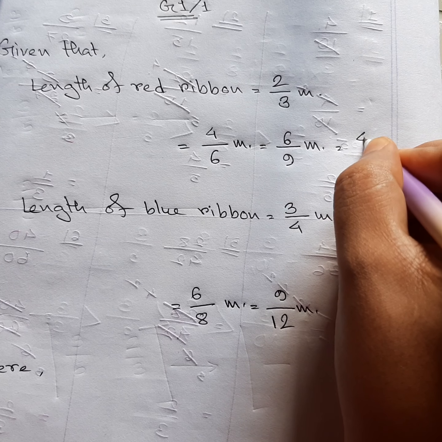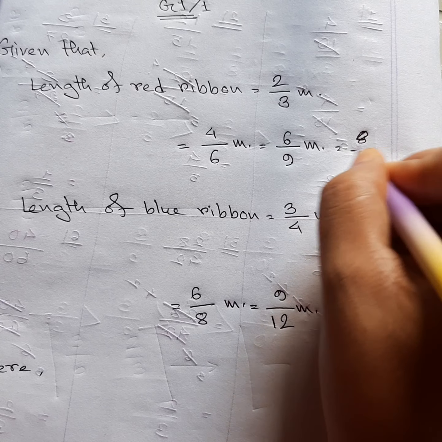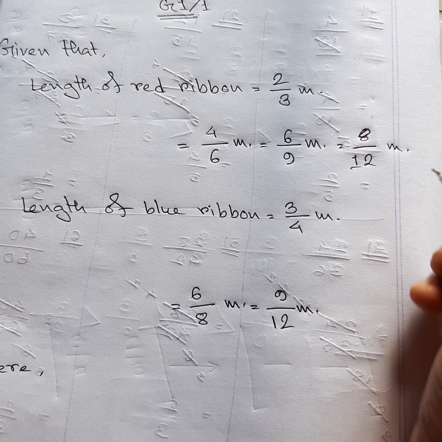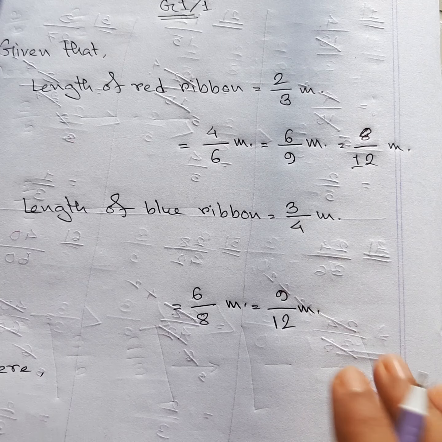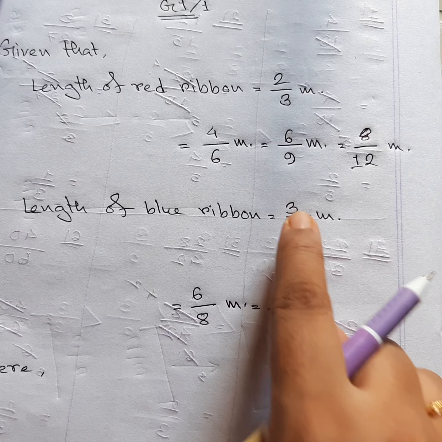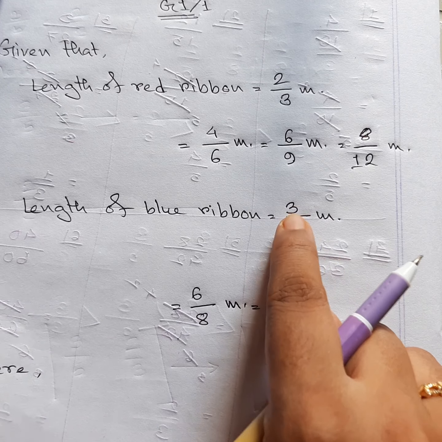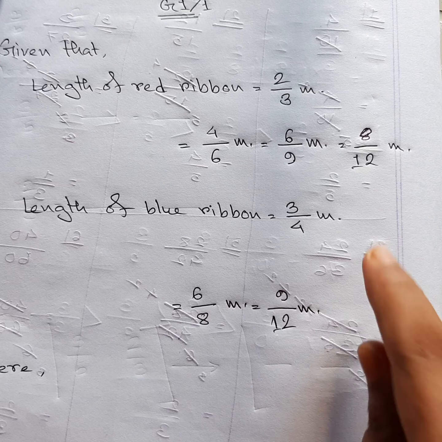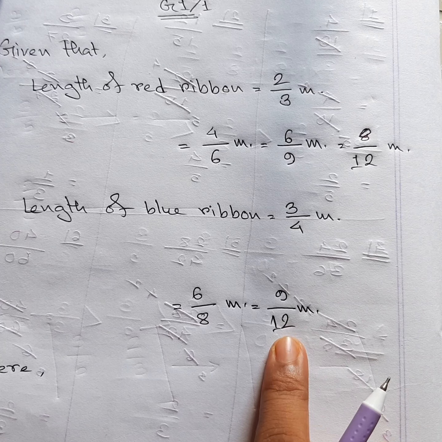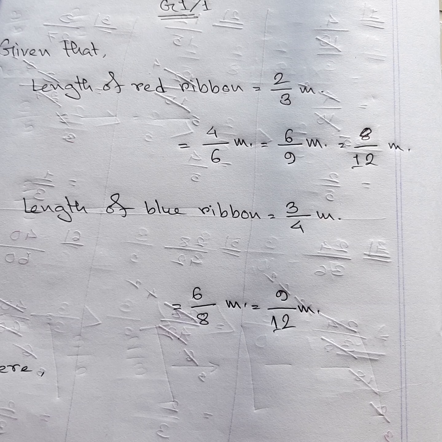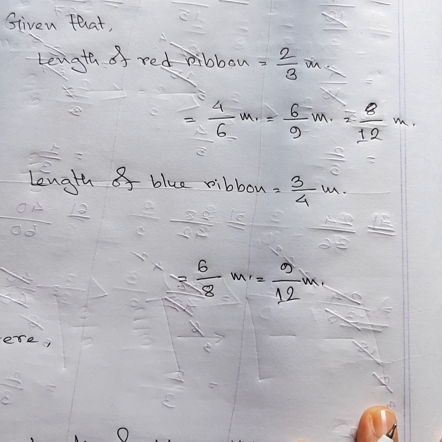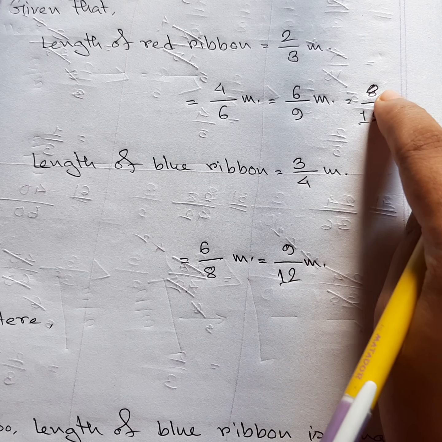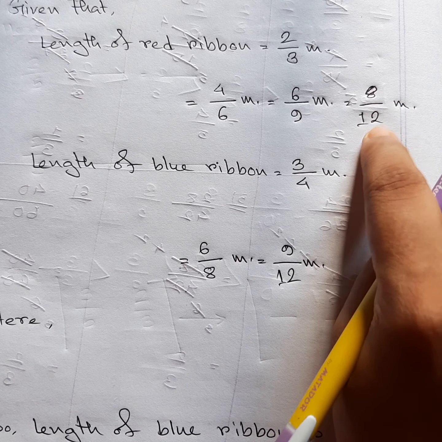2 4s are 8 and 3 4s are 12. Oh yes, it already matches. So we are not supposed to find the next equivalent fraction for 3 by 4 because they are already matching. There is 8 by 12 and 9 by 12. So we can say that 9 by 12 is greater than 8 by 12.